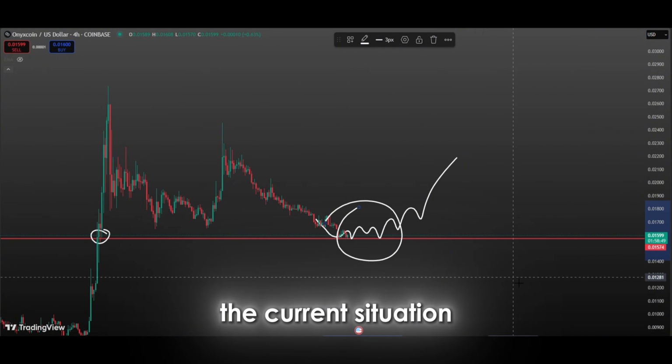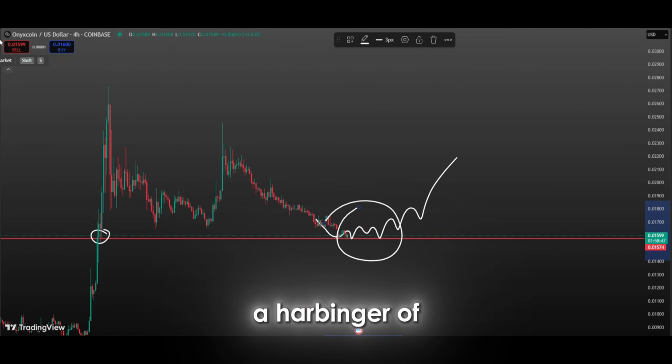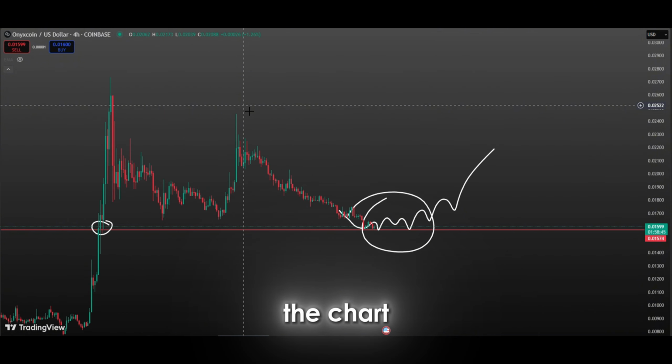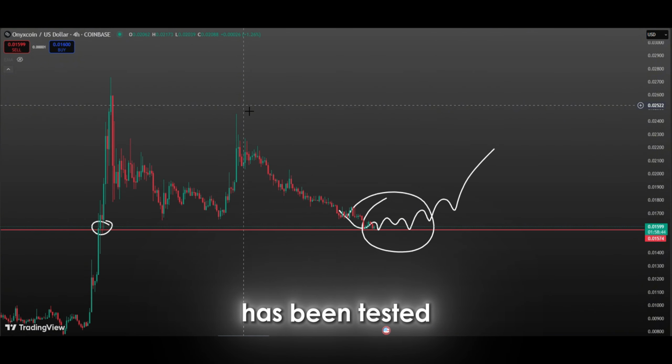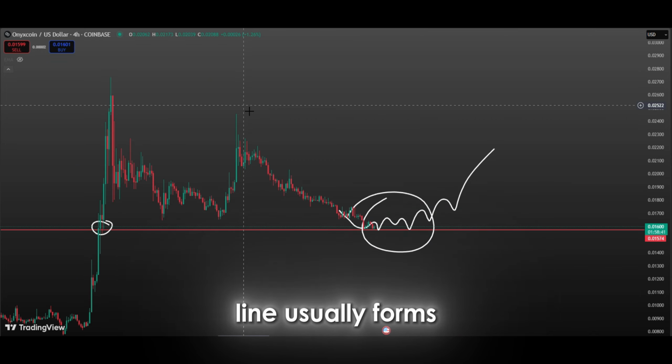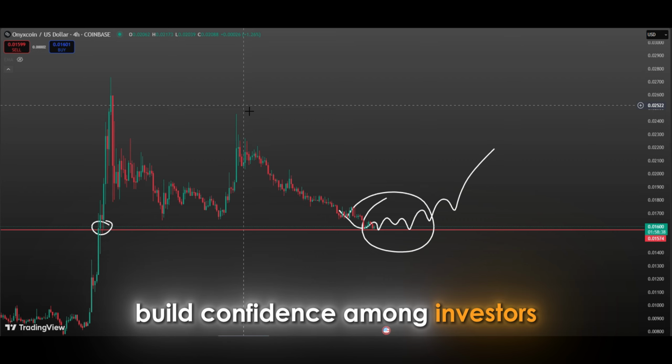In the current situation, if the price finds equilibrium at this level, it could be a harbinger of a potential uptrend. This horizontal support area observed on the chart stands out as an area that has been tested many times in the past and where buyers have come into play strongly. A psychological defense line usually forms in such areas. Long-term consolidations, especially at these levels, build confidence among investors.